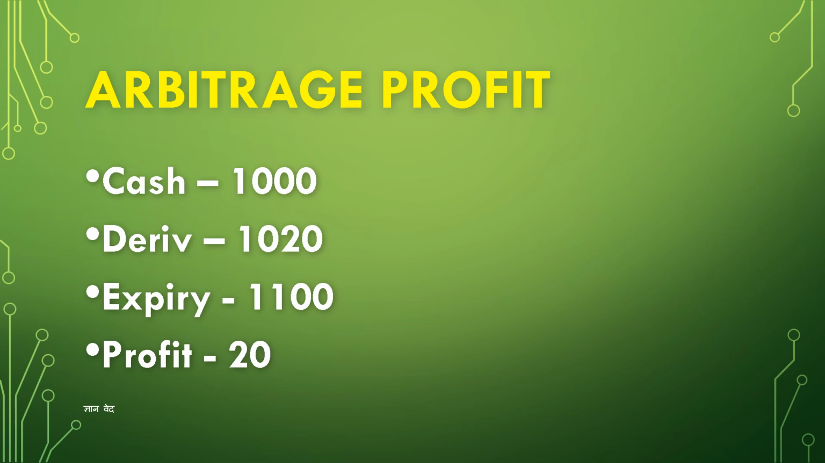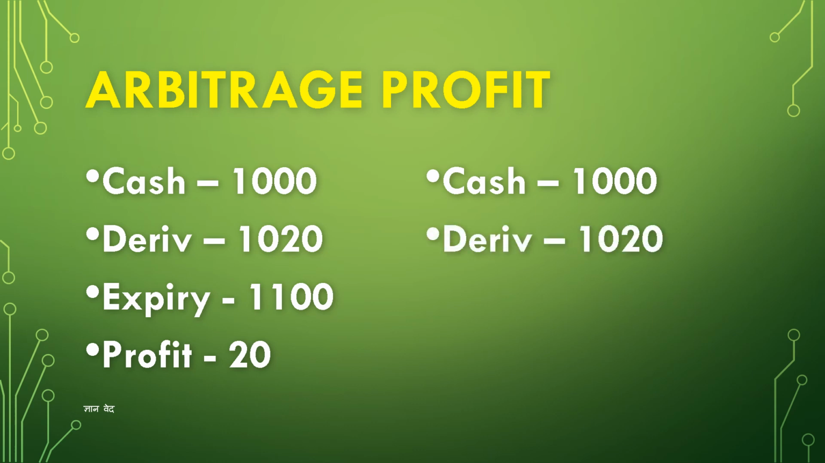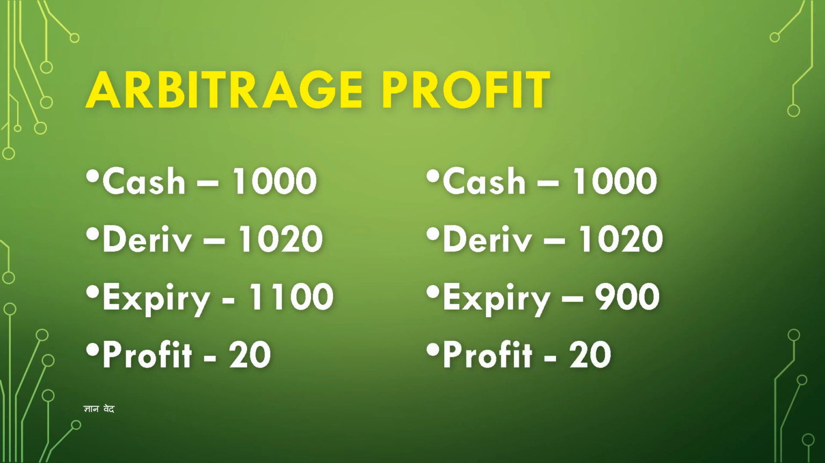Now let's say one more scenario here. You have bought the stock in the cash market at 1000 rupees. You have sold it at 1020 rupees, which is the derivative market price. But at the time of expiry, the price fell down and it went to 900. Even in this case, there is a profit of 20 rupees for your transaction.